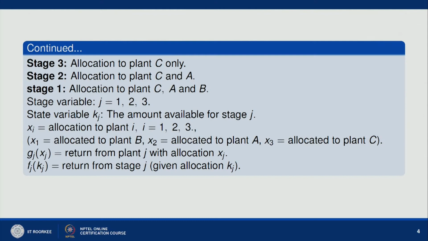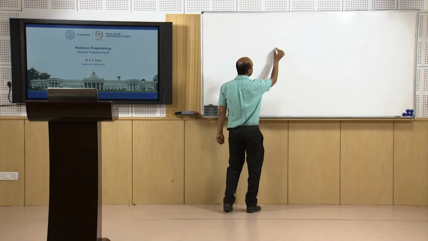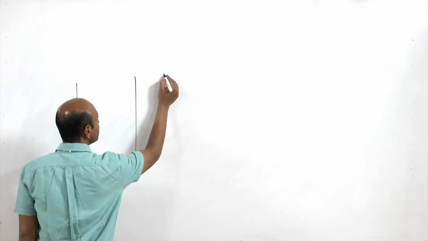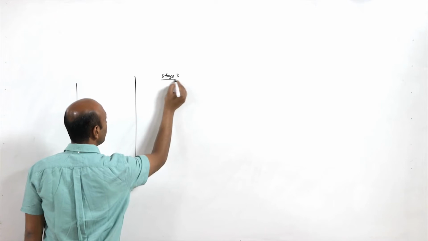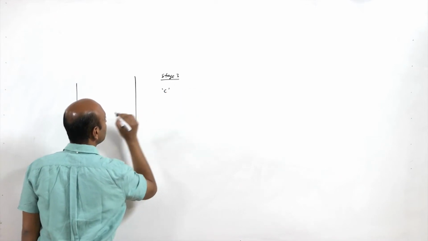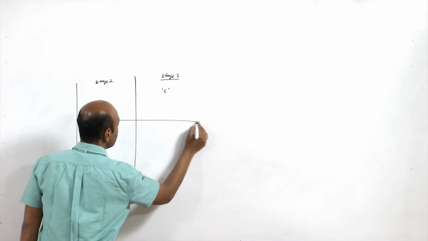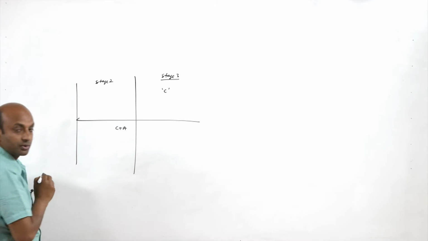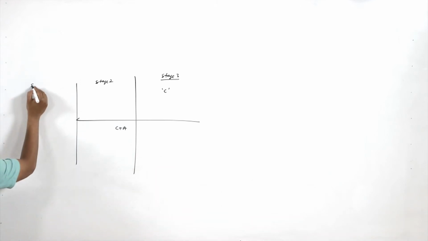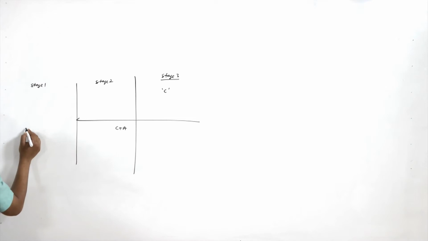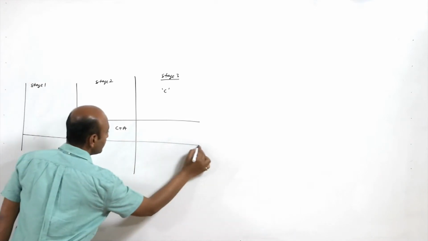So stage 3 allocates to plant C only, stage 2 means C and A, and stage 1 means C, A and B. So we basically have 3 stages. First is stage 3, which is allocation to plant C only. This is stage 2, which means C and A, and this is stage 1, which means C, A and B.